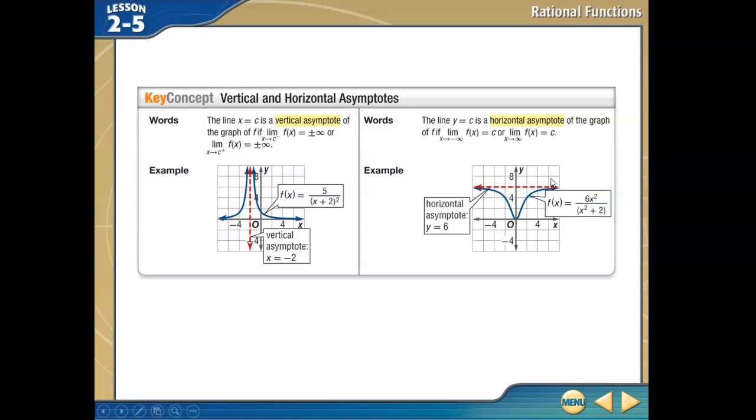A horizontal asymptote of the graph of f is if the limit as x approaches negative infinity, f of x equals c, or the limit as x approaches positive infinity, f of x equals c. So you can see with a vertical asymptote, x is approaching a certain value of c, right? And then the closer we get to that, we go off to positive and negative infinity.